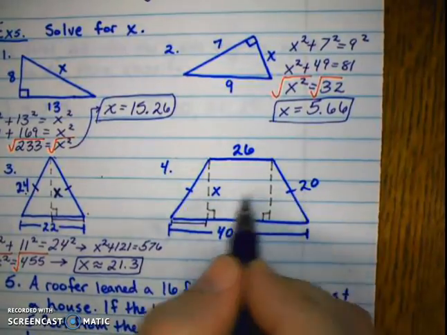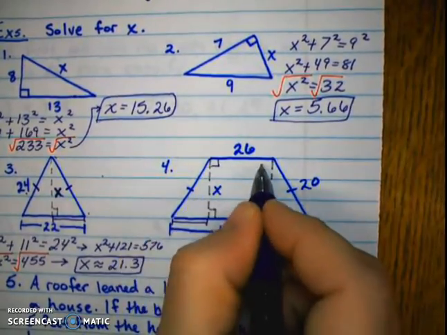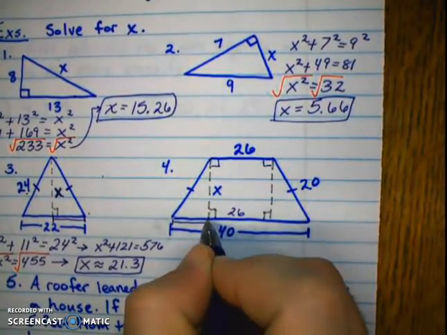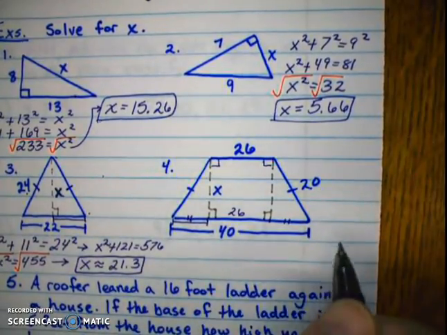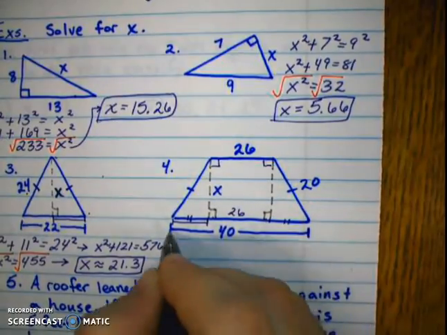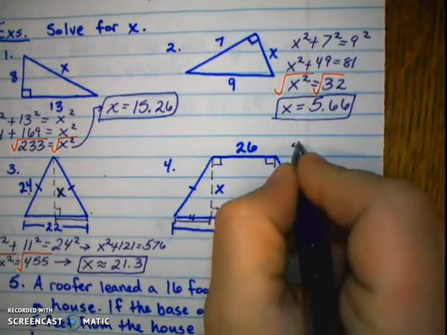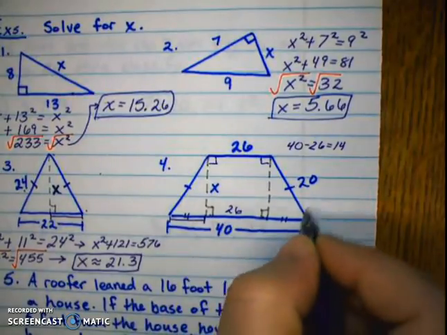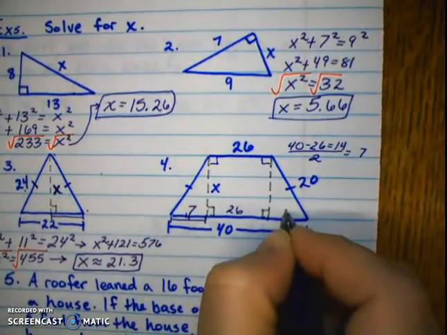Okay, but since this is an isosceles trapezoid, and these are right angles here, it makes this interior shape a rectangle, which means this is 26 from this point to this point, and these are both congruent parts. Okay, so if this is 26 and the whole thing's 40, we can do a little bit of subtraction. 40 minus 26 is 14. That means each of these is an equal half of 14, so I'm going to divide all that by 2, and we get that these are each 7.